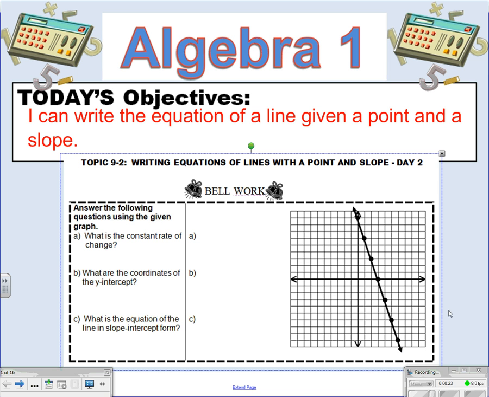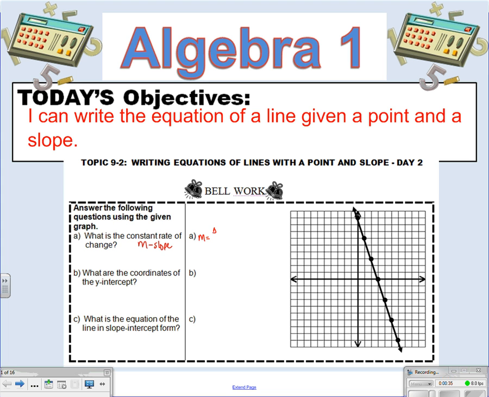What is the constant rate of change? Remember, the constant rate of change is another way of saying slope. So I'm going to look at my equation. We know that slope is how far it changes in the y direction, or how far it rises up or down, over how far it changes in the x direction. That's how it runs left or right.